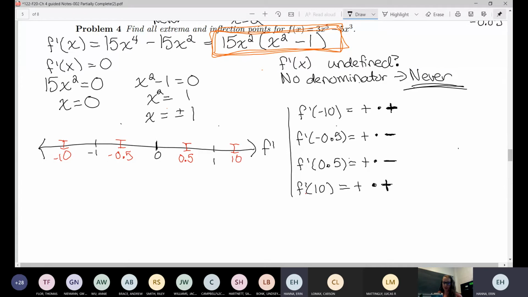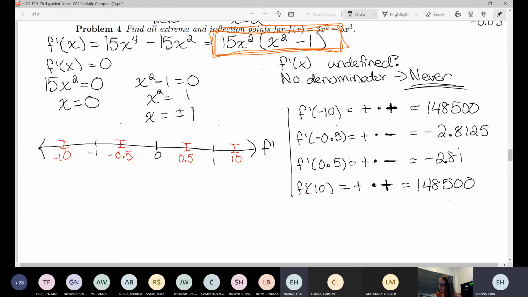But anyway, what are our actual numbers here? So we have 15 times negative 10 squared times negative 10 squared minus 1. This is 148,500. This will also be 148,500. This will be 15 times negative 0.5 squared times negative 0.5 squared minus 1. This will be negative 2.8125, and this will also be negative, because essentially they're the same thing.